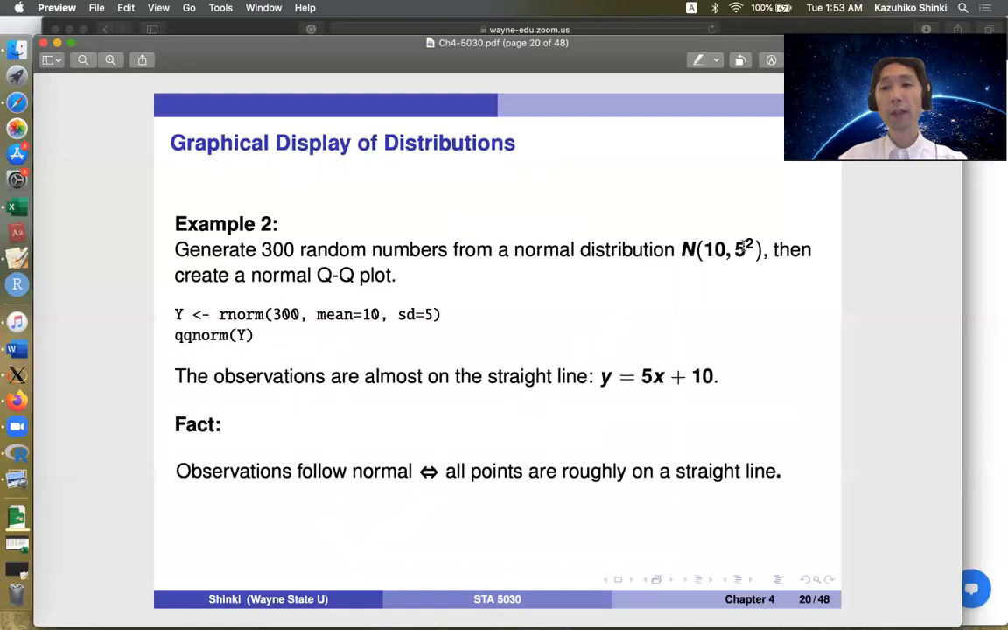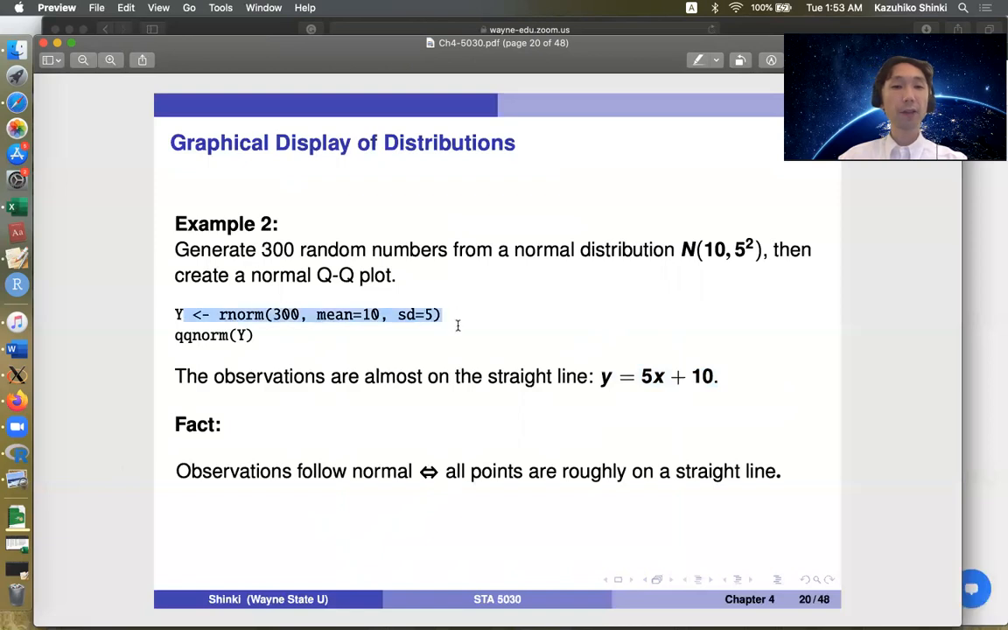And also the standard deviation is 5. That means the variability of the values is 5 times more than standard normal. That makes the slope of the trend line equal to 5. Everything becomes 5 times wider in terms of the y coordinate. So we expect that all points are roughly on the straight line y equals 5x plus 10.